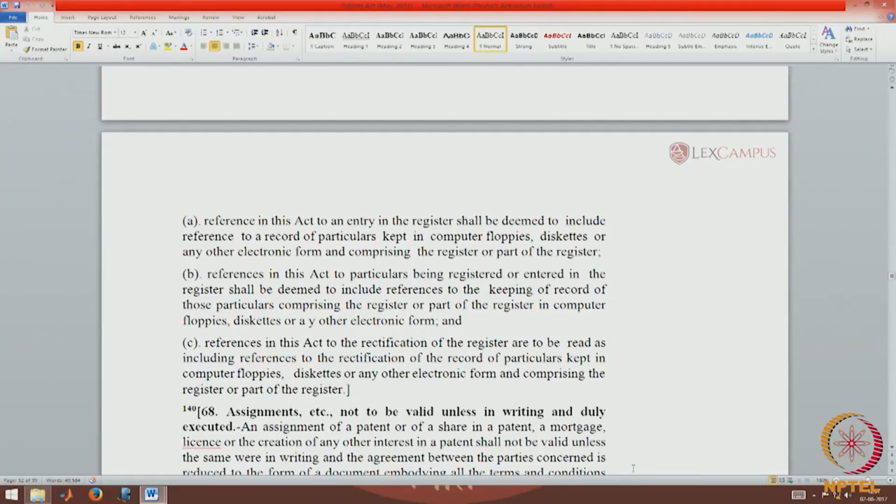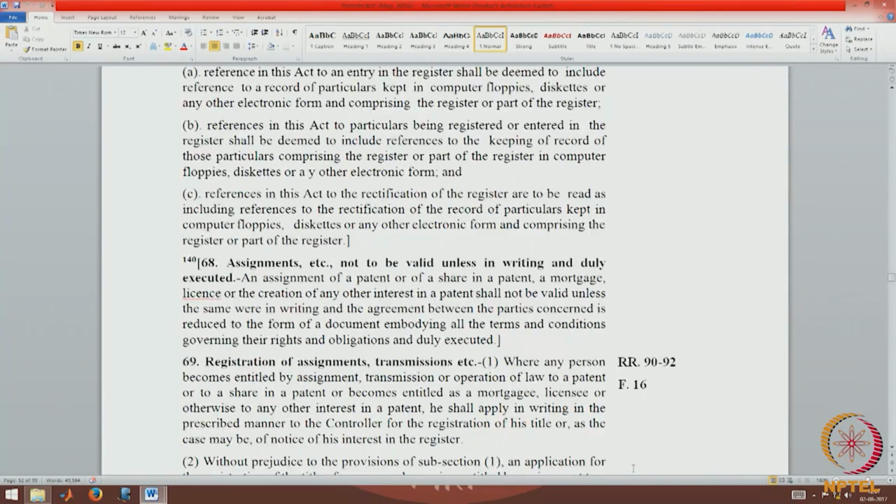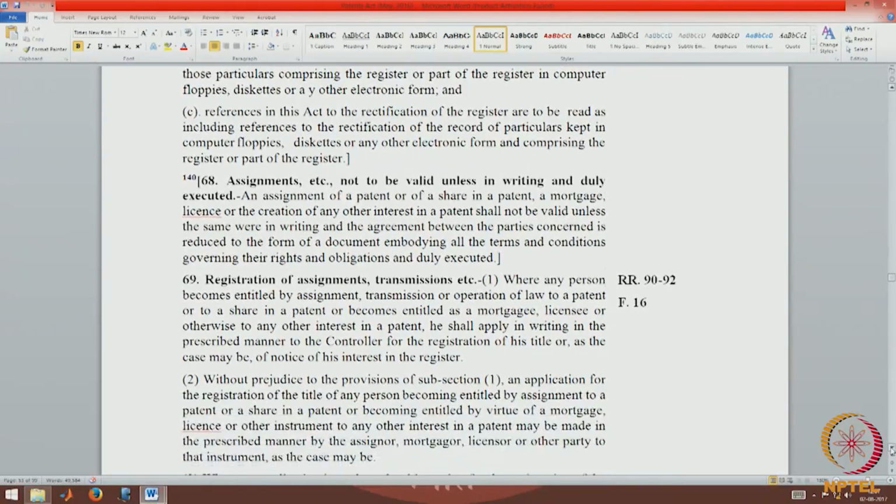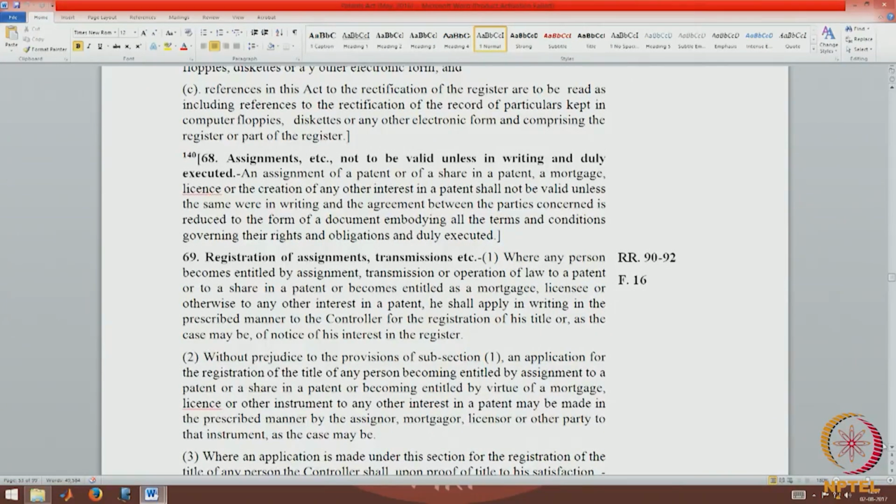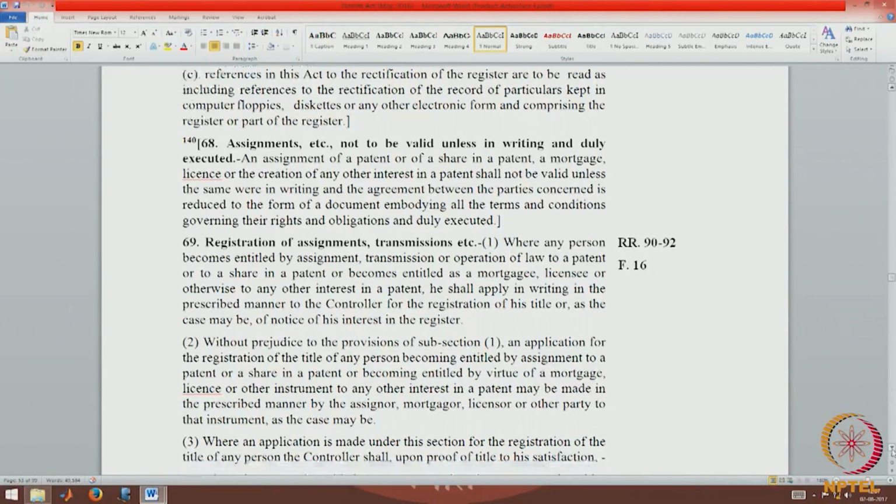It just means that any copy that is kept in the electronic form shall be treated as a copy which is actually kept in the original form. So, the electronic form can be relied on as another alternative form. References in this Act to the rectification of the register are to be read as including references to the rectification of the record of particulars kept in the computer floppies as well. So, any reference to rectification of the register would also mean rectifying the records kept in electronic form.